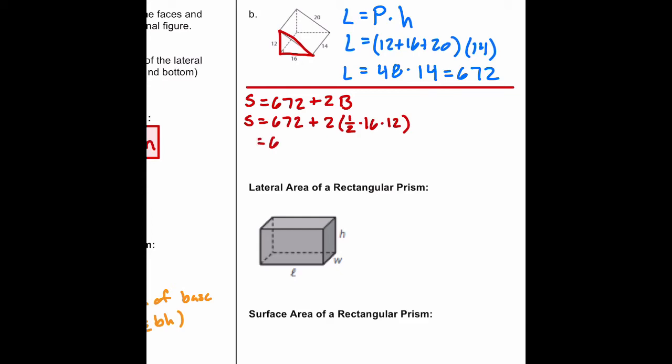And so then that ends up with 672 plus 2 times, let's see, that's going to be 96, right? Some quick mental math there. And then we can go ahead and add this all up. That's going to be 672 plus 2 times 96, which gives me 192, for a grand total of 864. And that's just going to be units squared here because they didn't give me any units.